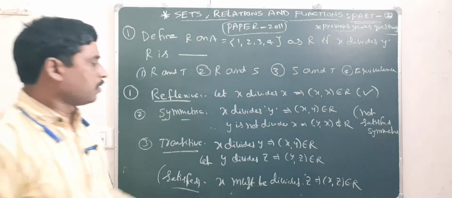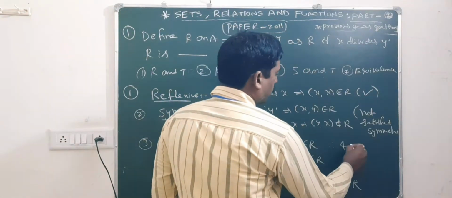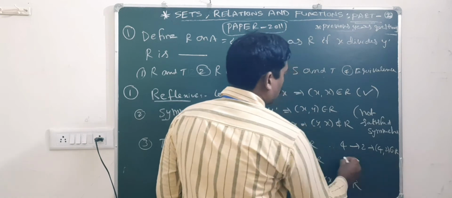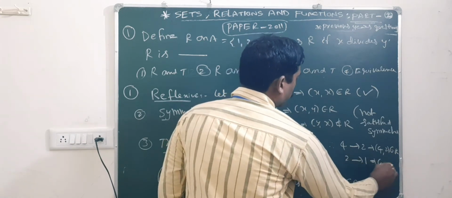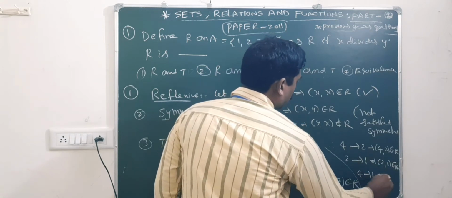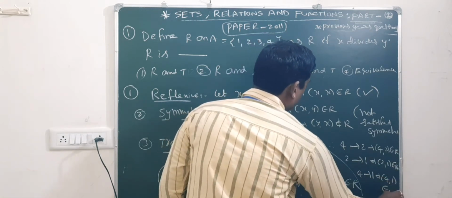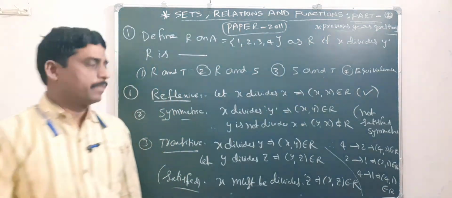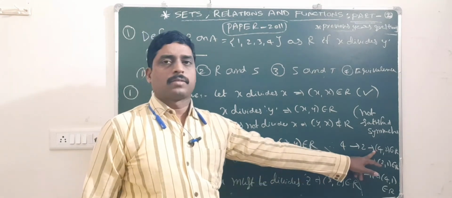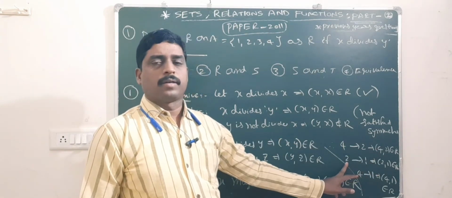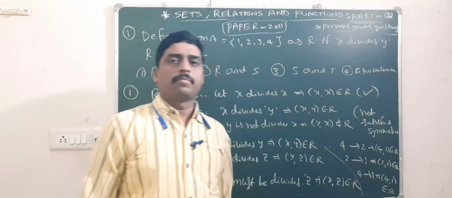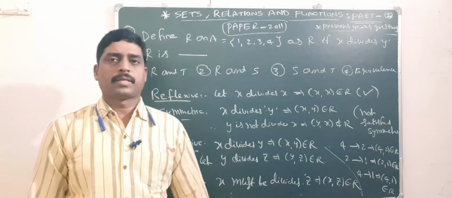I give one example. 4 divides 2. Therefore (4, 2) belongs to R. And 2 divides 1. Therefore (2, 1) belongs to R. That implies 4 divides 1. Therefore (4, 1) also belongs to R. This is transitive. So let me repeat. 4 divides 2, therefore (4, 2) belongs to R. And 2 divides 1, (2, 1) belongs to R. Thus 4 divides 1, therefore (4, 1) belongs to R. The transitive property is satisfied.